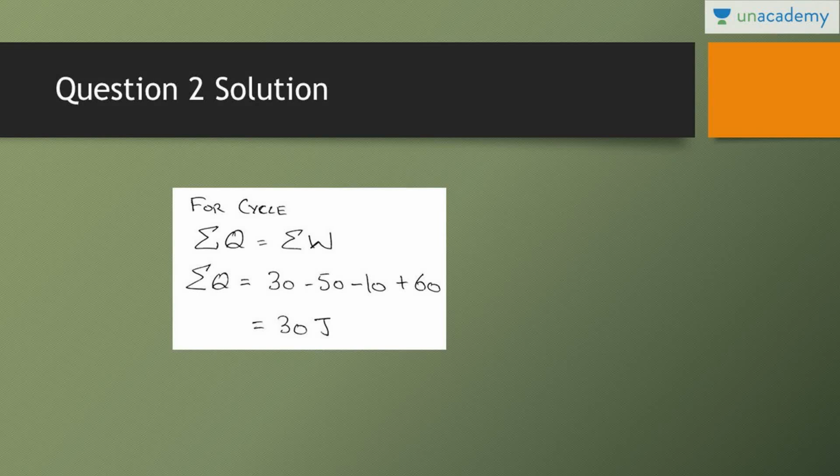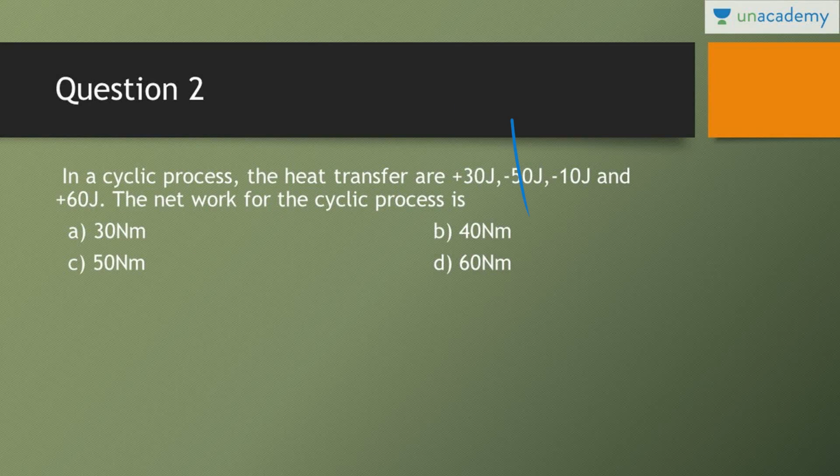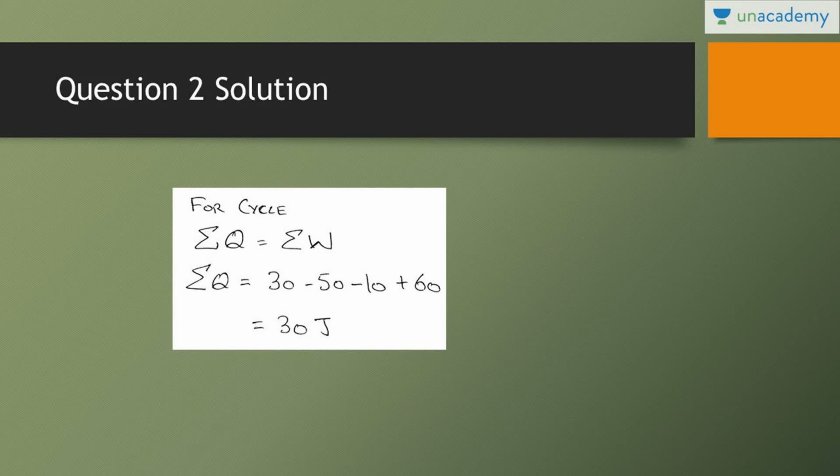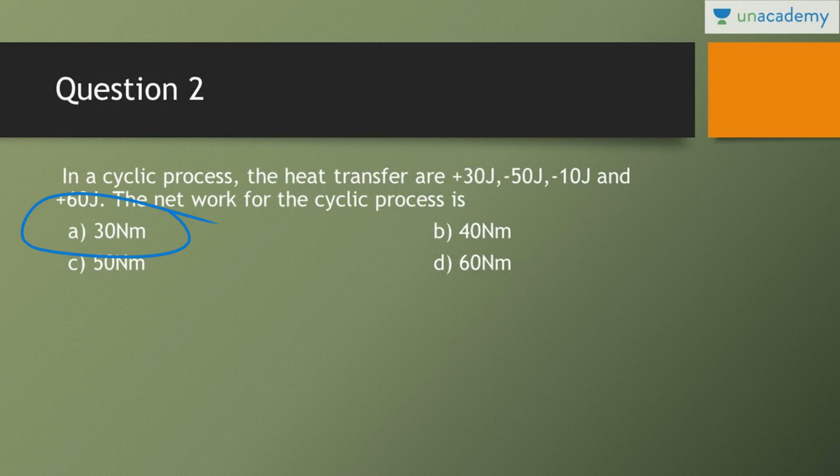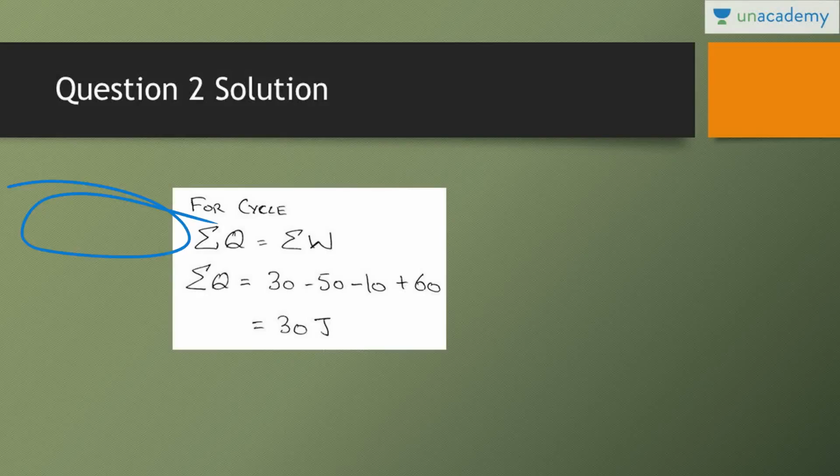So for net heat transfer, sigma Q is equal to sigma W. It is given as plus 30, minus 50, minus 10, plus 60. The net comes out to be 30 joule, which is answer A. Newton meter is joule. These two questions are pretty much easy. Next comes the third question.